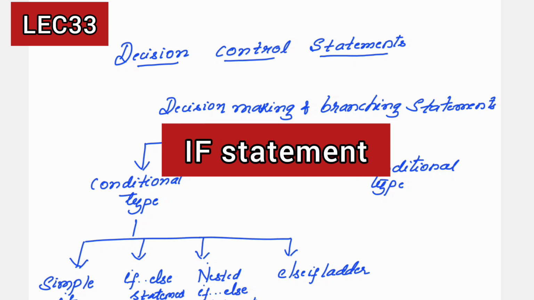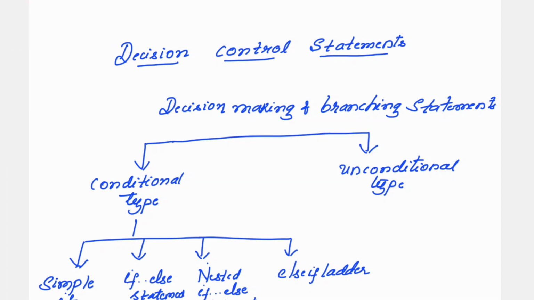From this session onwards, I shall be explaining the decision control statements. And here, first let me categorize the decision control statements. We have the conditional type and the unconditional type. So first let me explain all the conditional type statements. Then I'll start teaching you the next category in decision making and branching, that is the unconditional type.